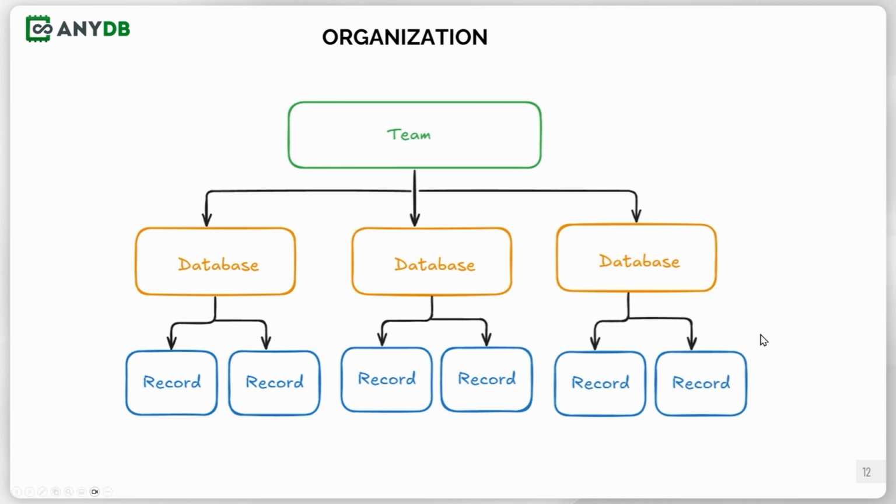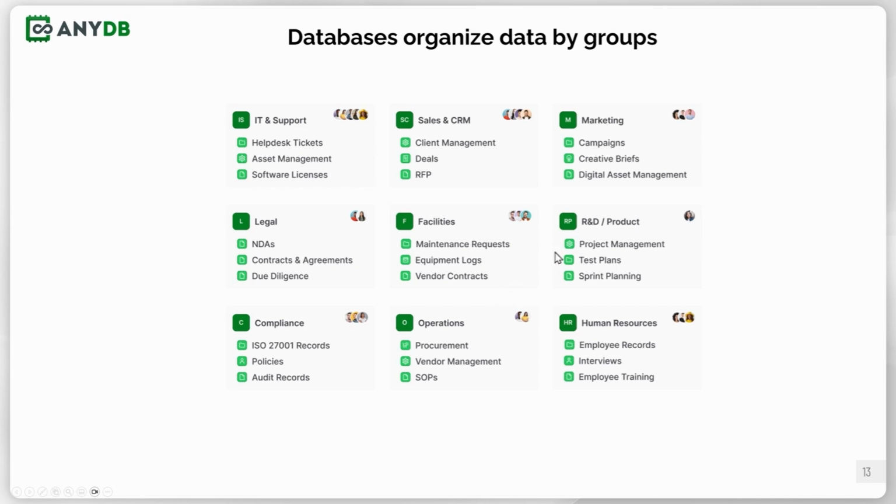Now, this setup allows you a very flexible way to organize information. For example, if you have a company, you could have databases for IT and support, sales and CRM, and marketing, and so on. Each database can have any number of people inside it, and you can have folders and tables for tracking different things inside the database. For example, you could have an IT and support database that tracks your help desk tickets, IT assets, and maybe even software licenses, and they could all be in the same database.